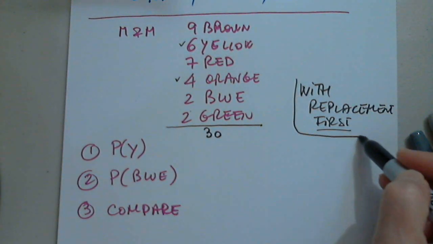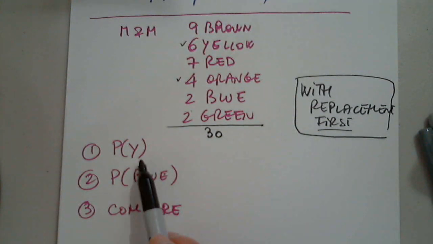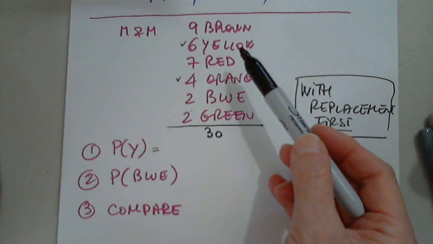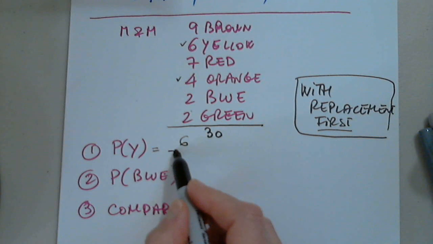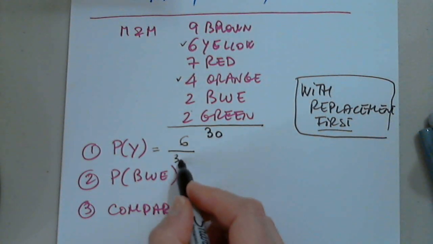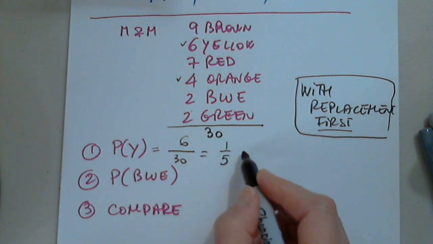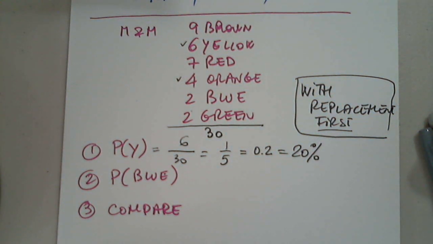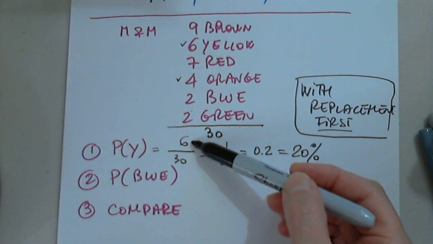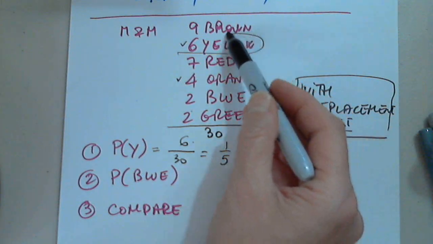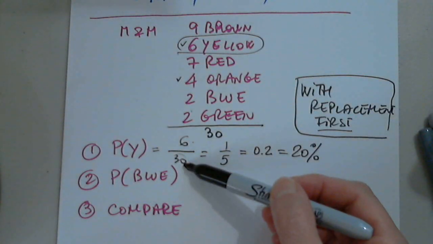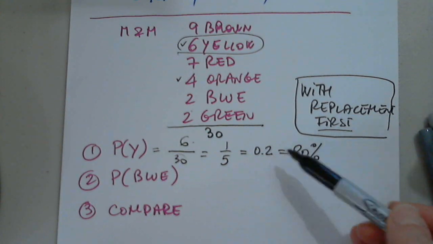So what is the probability of selecting a yellow? 20%. So the probability of selecting a yellow is the number of yellows in the box divided by 30, which simplifies to 1 divided by 5, which is 0.2, which is 20%. So the number of possible outcomes is 6, and the total number of candy in the bag is 30. 6 divided by 30, simplified by 6, gives us 1 over 5, or 0.2, or 20%.